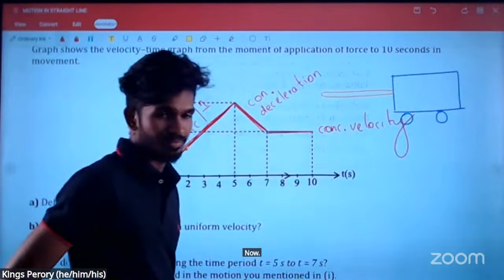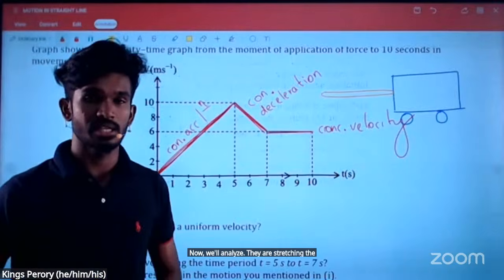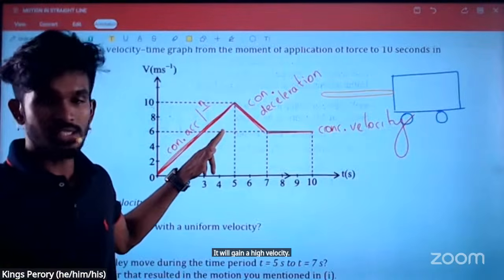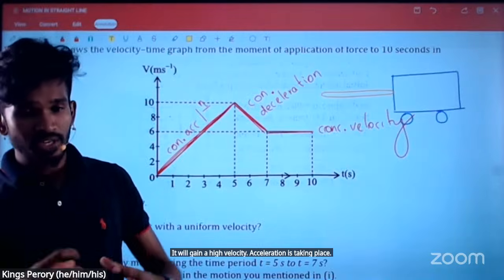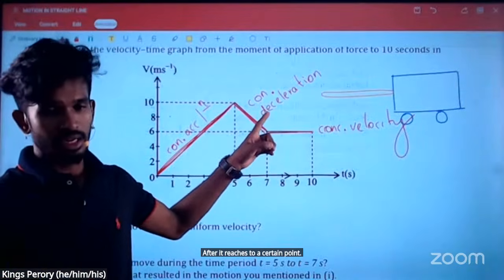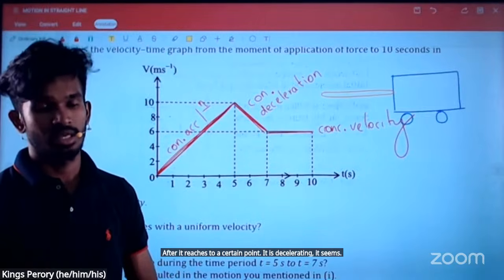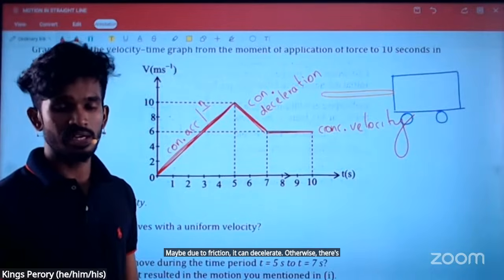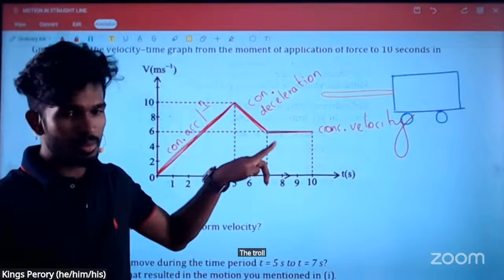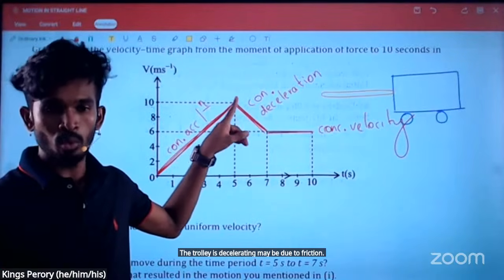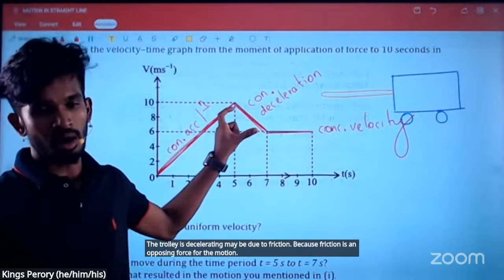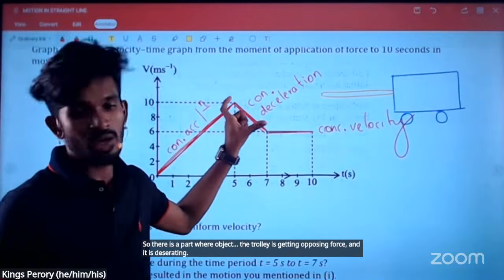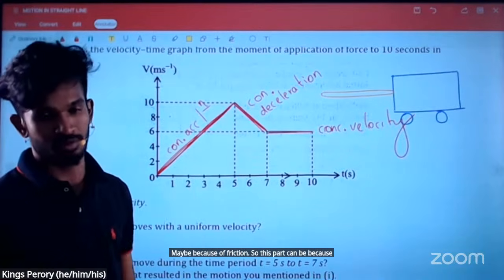Now we'll analyze. They are stretching the rubber band and releasing. When you stretch the rubber band and release it from rest, it will gain a high velocity. Acceleration is taking place. After it reaches a certain point, it is decelerating. Maybe due to friction, it can decelerate. Otherwise, there's no need to decelerate. Friction is an opposing force for the motion, so there is a part where the trolley is getting an opposing force and decelerating, maybe because of friction.